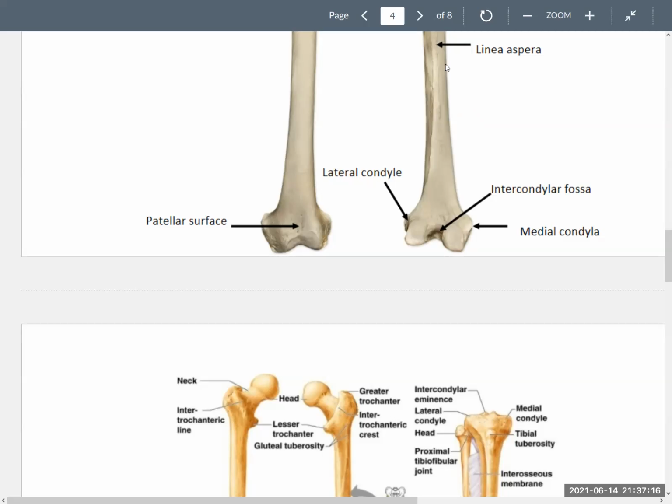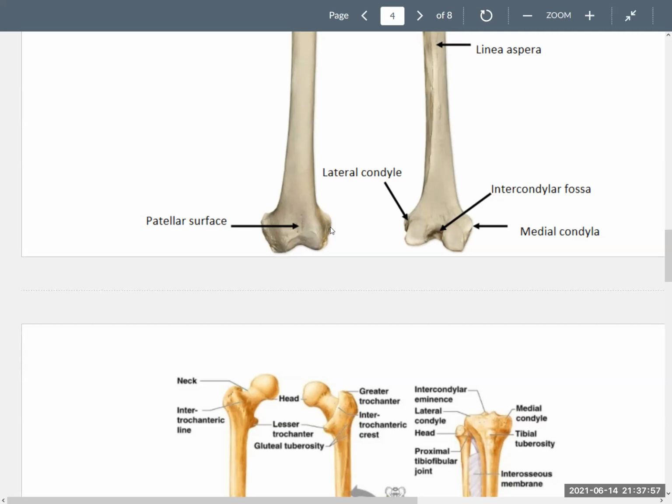On the other side, underneath the linea aspera, there's an indentation at the bottom. This is the intercondylar fossa. If you remember on the humerus, we had one of these. It was the olecranon fossa. Intercondylar meaning between condyles. This is a condyle. This is a condyle. Over here, this is a condyle, and this is a condyle.